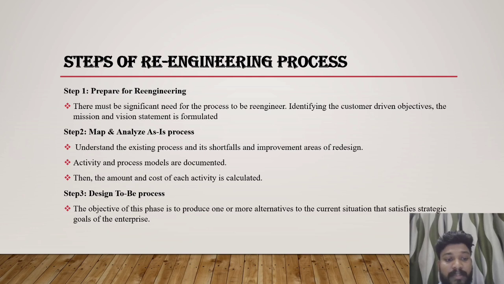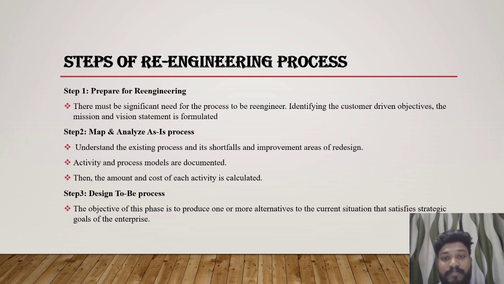Then the next step is map and analyze the as-is process. Understand the existing process and its shortfalls and improvement areas to redesign. Activity and process model are documented. Then the cost of each activity is calculated. In this stage, we should have some knowledge about the areas to be improved and the strategies that will be redesigned. After this process, the activity and process model has to be documented, and further the cost of the activity is calculated. All this has to be carried out in this stage.